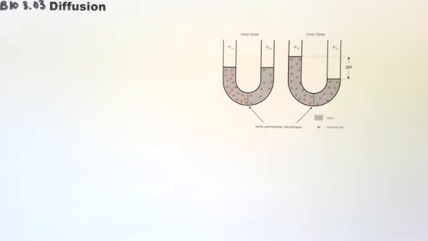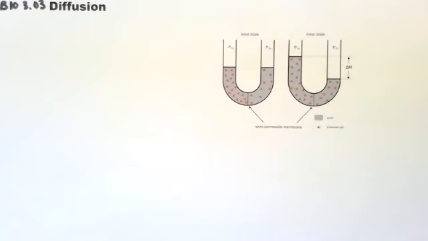Hello, welcome to biology lesson 3.03 over diffusion. So, before we can talk about how things get across the cell membrane, you have to understand this word, diffusion. Let's define it first of all.